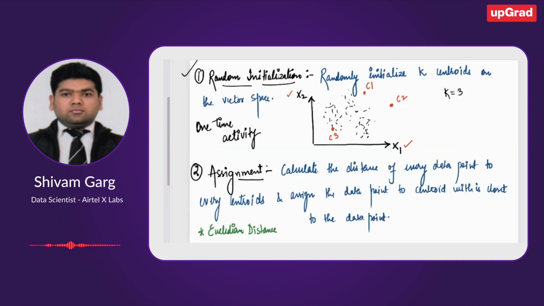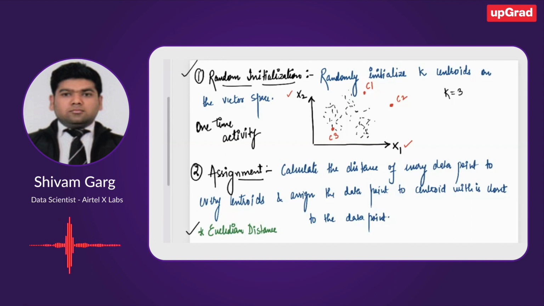Second step is the assignment step. Now what is this assignment step? You can understand, we calculate the distance of every data point. Here you see there are so many data points, we calculate the distance of every data point to every centroid. I will calculate the distance. Which distance am I talking about? The Euclidean distance.